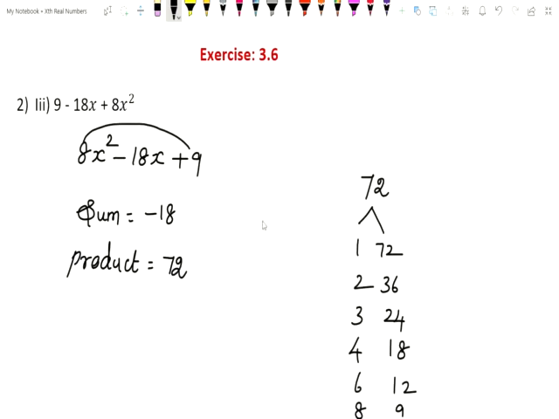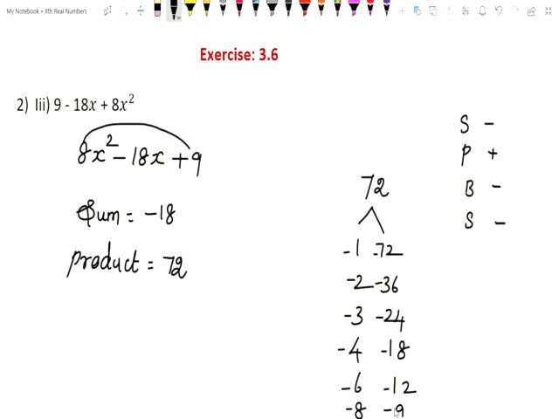In this, the sum is negative and the product is positive. So the bigger number is negative and the smaller number is negative. Okay children? So both the numbers you want to give minus. So you want to get 18.